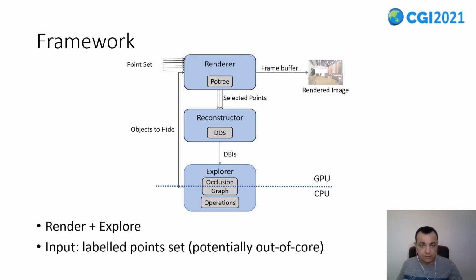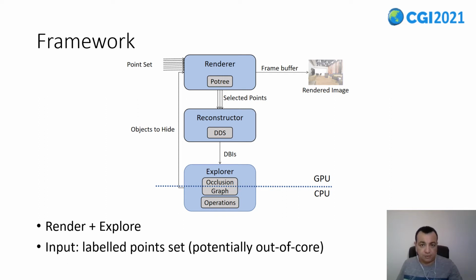So now we use this structure in a framework for rendering and exploring point clouds. The framework has 3 main components. The rendering component is based on the levels of detail structure, and we use Potree in our implementation. And a reconstructor component builds the DDS from the subset of points selected by Potree. And then from the DDS, an occlusion graph is built, and the explorer component uses this graph to explore the scene by hiding occluders. The list of objects to be hidden is sent from the explorer to the renderer.